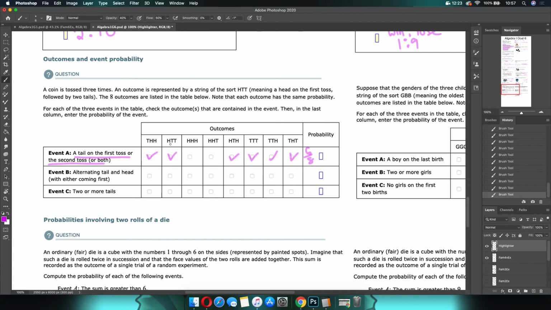So alternating: no, no, no, no, yes, no, no, yes. That's 2 out of 8. So this one visually is a little bit easier.